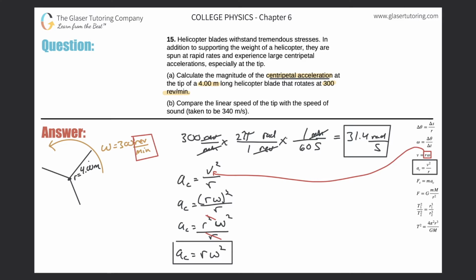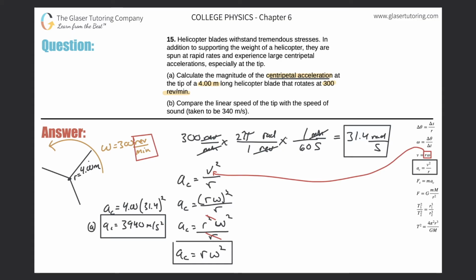So let me do the calculation over here on the left-hand side. Centripetal acceleration is equal to 4 meters, that's the radius, times the angular velocity in radians per second. So that's 31.4, and we have to square that. Simply plug it into the calculator now. So 4 times 31.4 squared, easy peasy. It works out to be 3,940. I've got 3 sig figs here. And that is in meters per second squared. That is the centripetal acceleration. That is the answer for letter A.